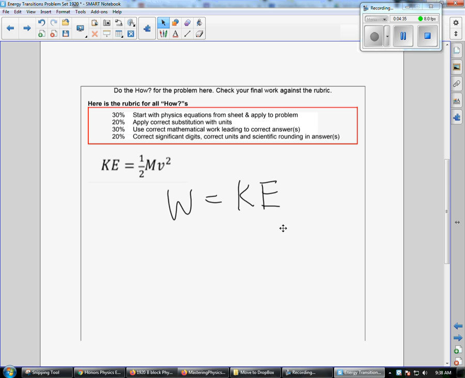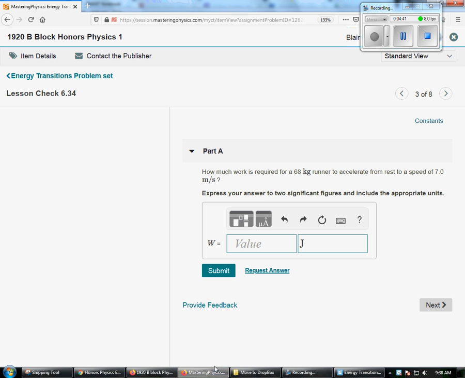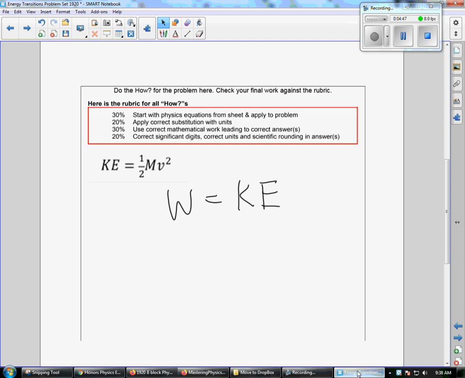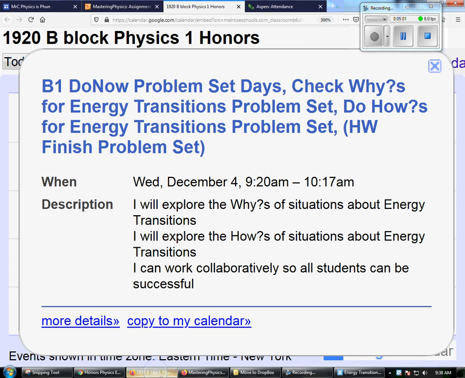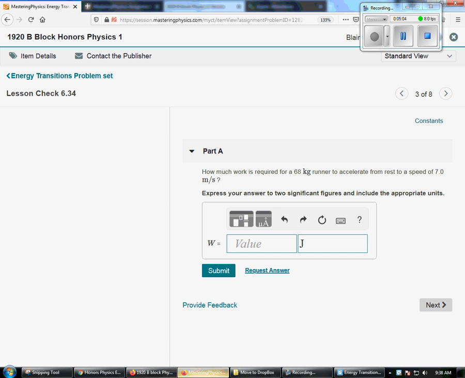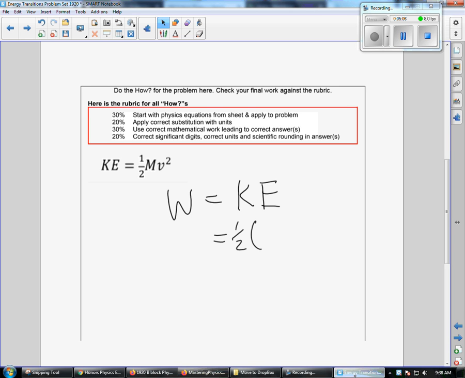And I heard someone making the most common mistake that will be made. They'll forget the square term in there. So I've got 7 meters per second. I'm just substituting in here equals 1/2, I think it was 68 kilograms. Oops. 68 kilograms. And 7.0 meters per second squared.